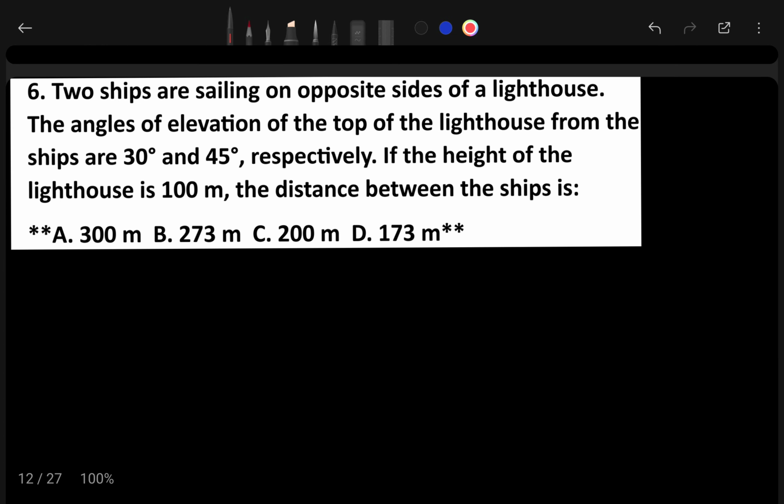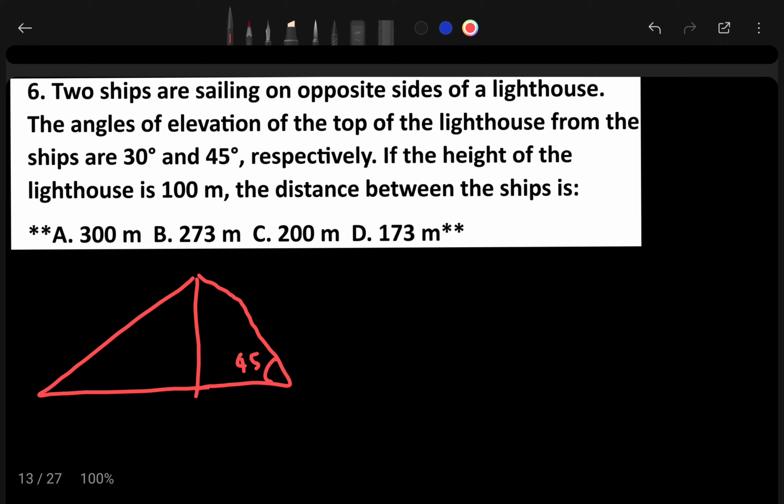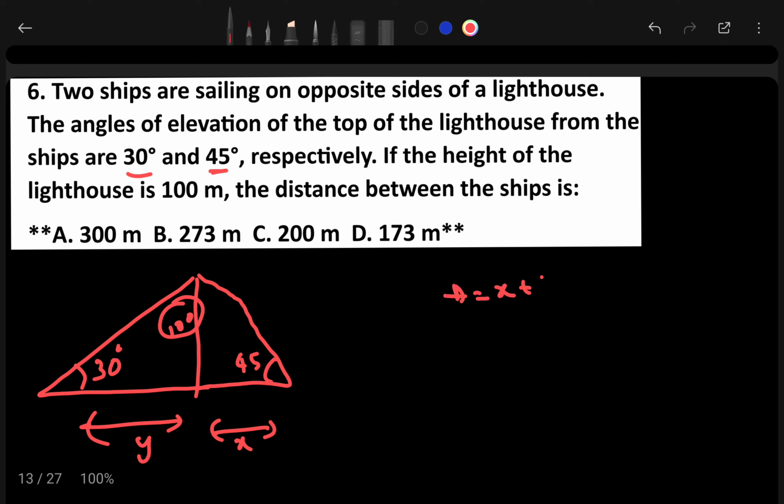Two ships are sailing on opposite sides of a lighthouse. The angles of elevation from the top: two ships are sailing from two different sides. Assume this is 45 degrees, one is 45, the other is 30 respectively. If the height of the lighthouse is 100, the distance between the ships is, assume this as x, assume this as y. Our answer is going to be x plus y.